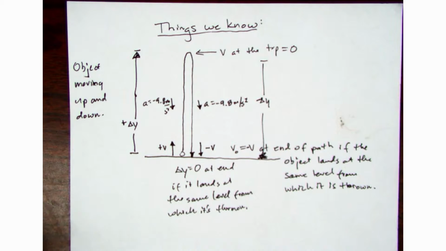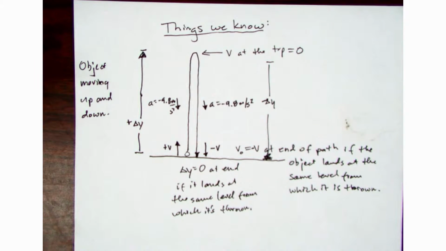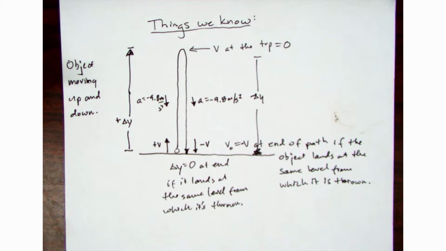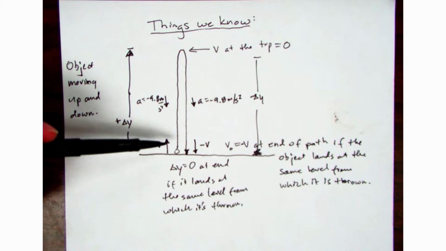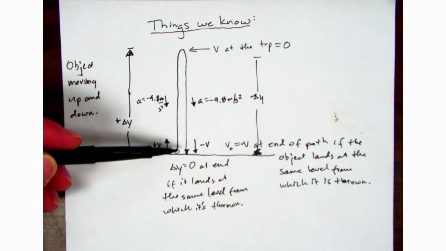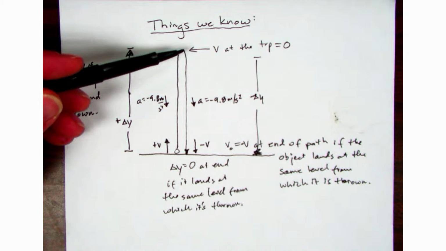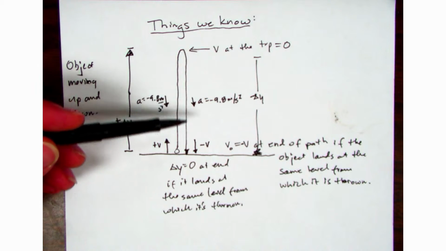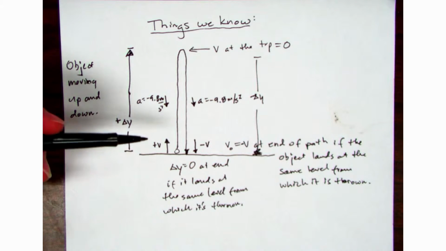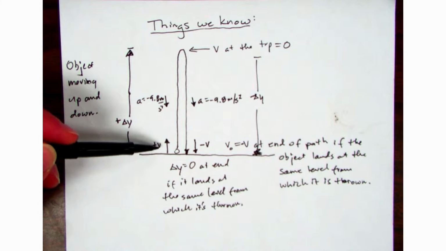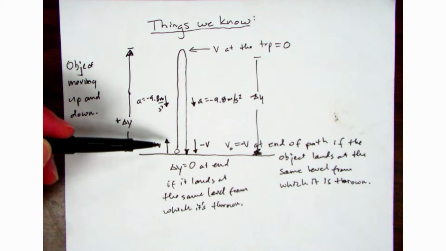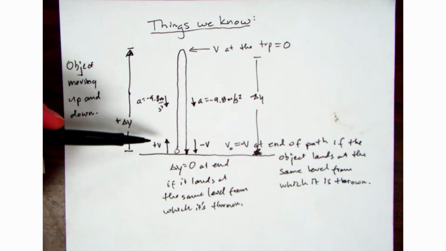Now, when we work in the vertical direction, there are some things that we just know right off the bat. And let's take the example of a ball that I throw up in the air. So here's the ball, it goes up in the air, it comes to a stop, and it comes back down. Now, I'm going to throw it up with some velocity. And because the velocity is going up, we're going to say that's positive. We choose up to be our positive direction.